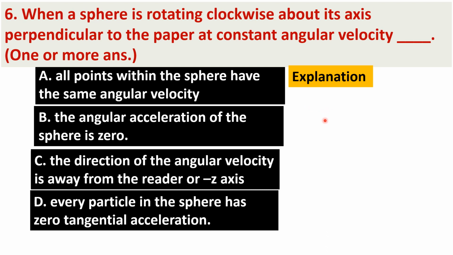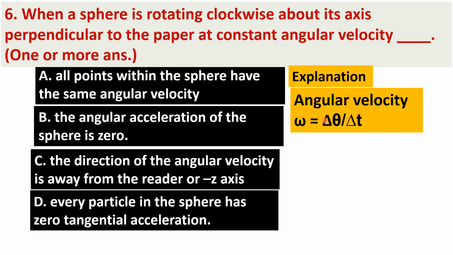The revolution of the Earth around the Sun illustrates circular motion, whereas the rotation of the Earth about its axis is an example of rotational motion. So I leave it to you to figure out what's really the difference. Let's proceed to the explanation before I reveal the answer.